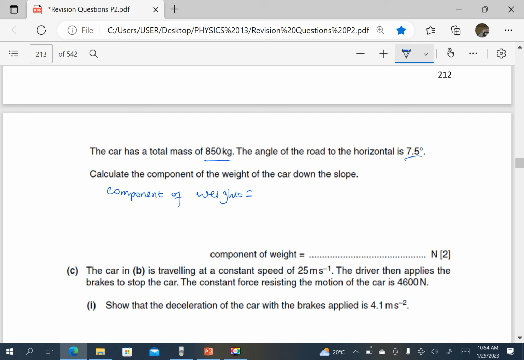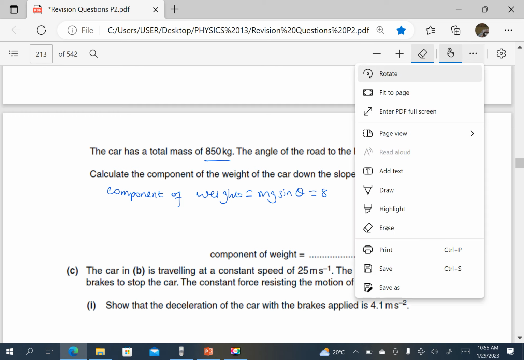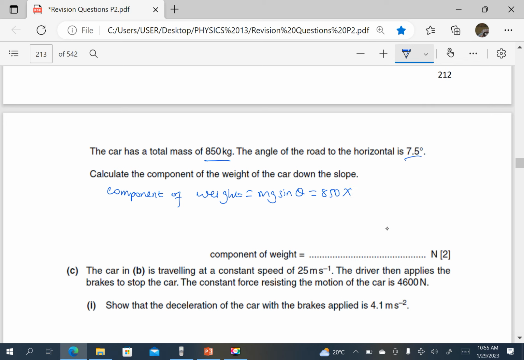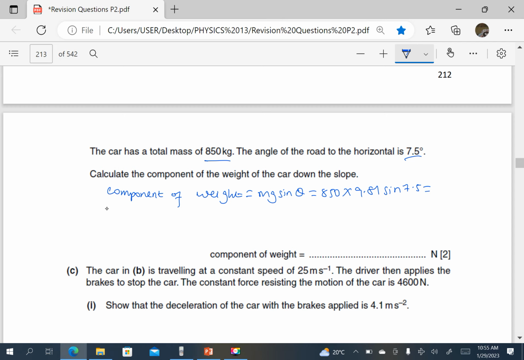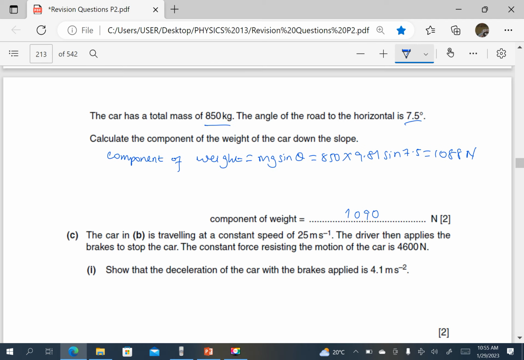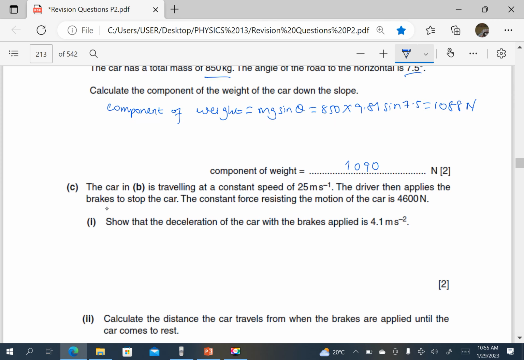is going to be equal to mg sin theta, where the mass is 850, times 9.81, sin of 7.5. We check our calculator: 850 times 9.81 sin 7.5 is approximately 1088, which I write as 1090.